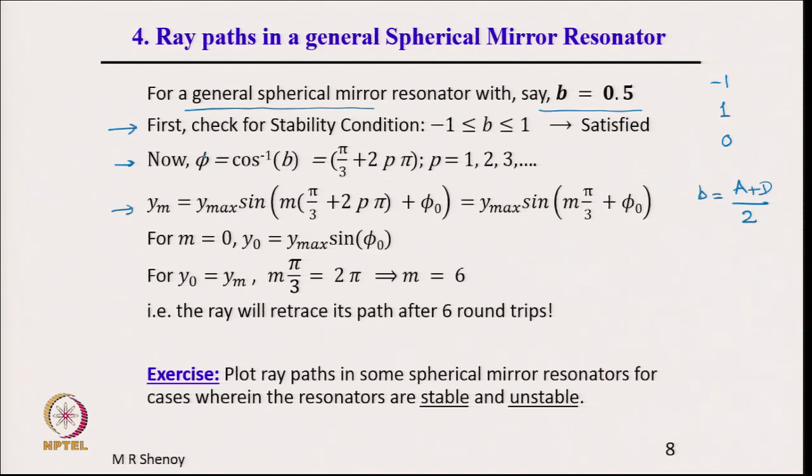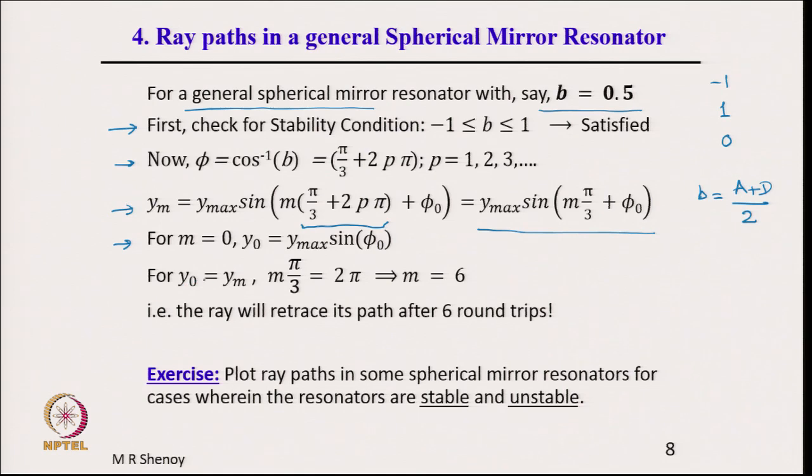Therefore, once you know phi, substitute for the expression for y m equal to y max sin m phi plus phi 0. So, we have substituted for phi, and now you see that this product m into 2 p pi is an even integral multiple of 2 pi, and therefore, this is simply equal to m pi by 3 plus phi 0. For m is equal to 0, if we put m is equal to 0, we have y 0 equal to y max sin phi 0.